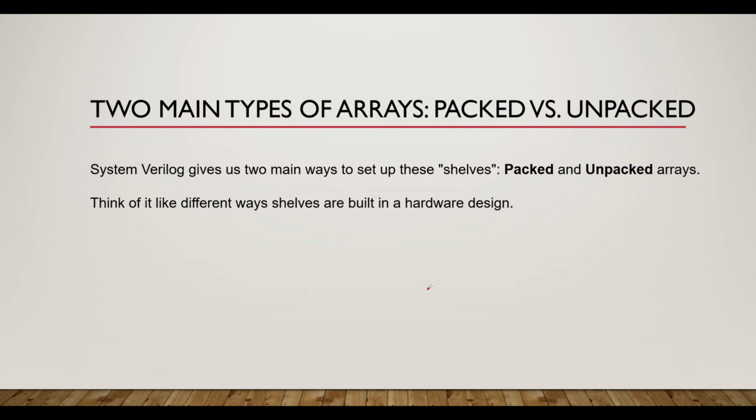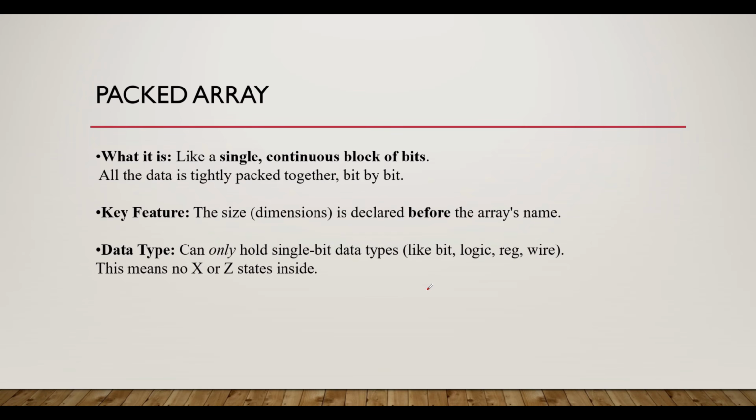Okay. Now there are two types of array. One is the packed array and the other is the unpacked array. Now let's see the packed array. A packed array is nothing but a single continuous block of bits. What I mean to say is, suppose you have one block and you are storing some bits inside this block. This is something like a packed array.